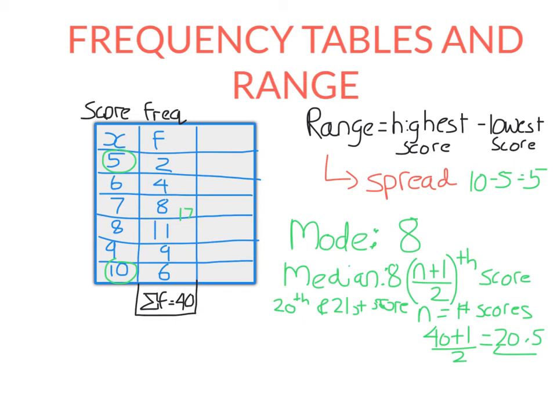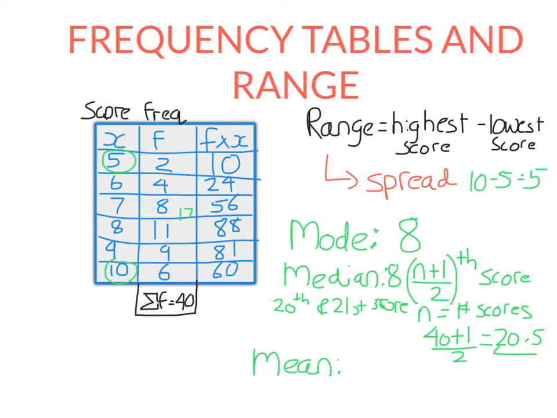All right, let's now go on to the mean. To do the mean, we don't want to add up every score individually. That would take forever. I'd have to go 5 plus 5 plus 6 plus 6 plus 6 plus 6. I'd have to add up 6 4 times, and 7 8 times. So to calculate the mean, we're going to create this column f times x. We're going to multiply each score by its frequency. So 5 times 2 is 10, 6 times 4 is 24, 7 times 8 is 56, 8 times 11, 9 times 9, and 10 times 6.